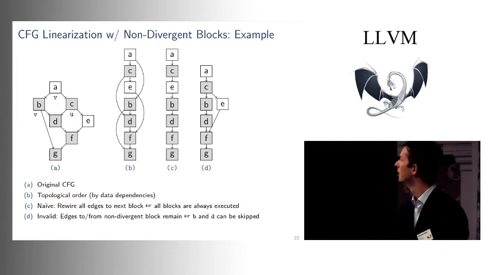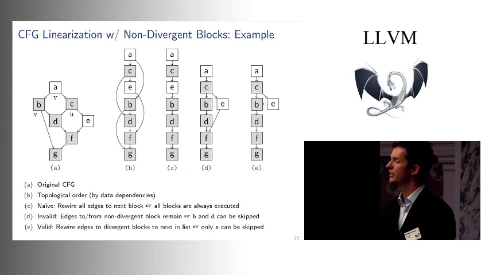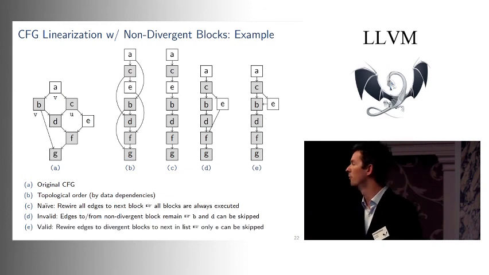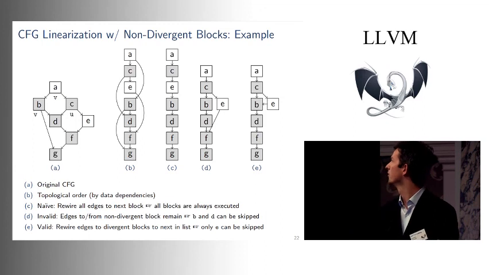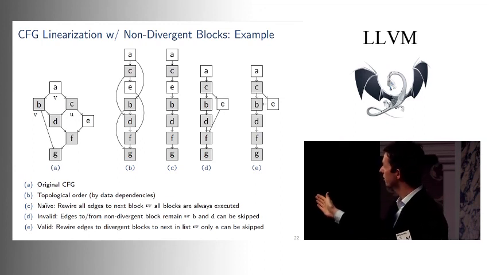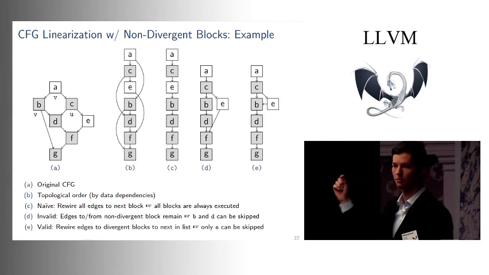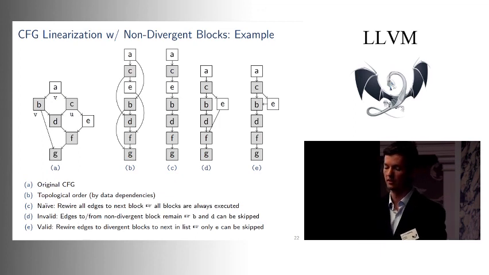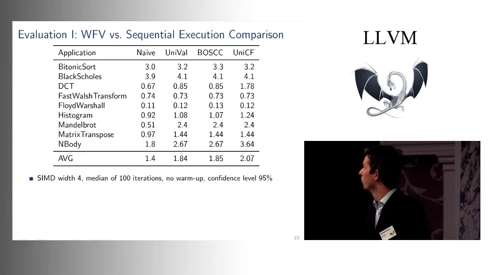What we have to do is rewire the edges that leave that uniform part to the first divergent block again. Just as kind of an intuition. In that case, we've reached our goal. We have a linearization that is valid, and E is optional. So the block E is not always executed anymore. So let's see if that actually works.